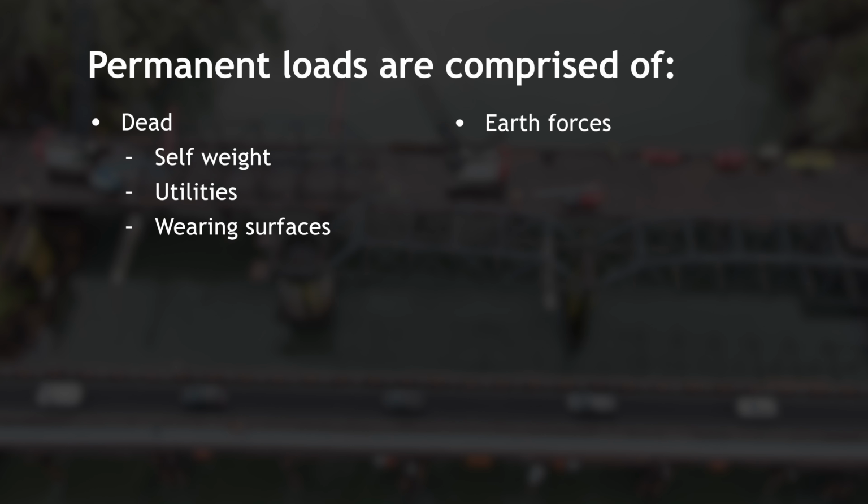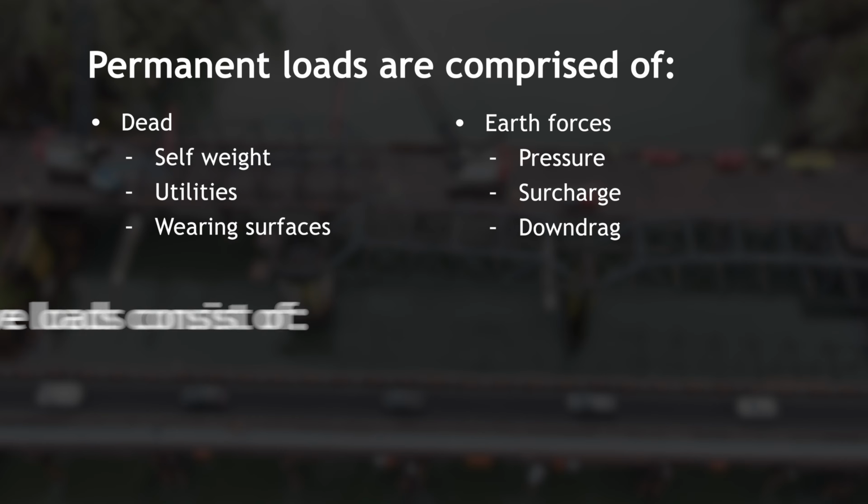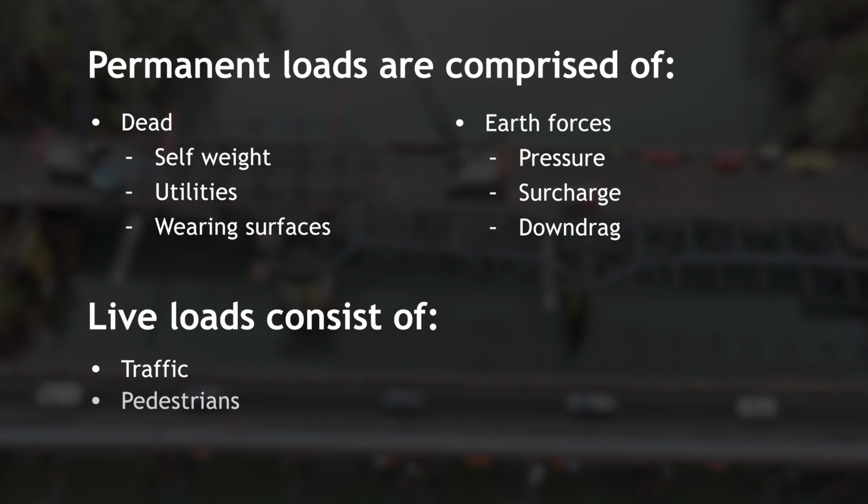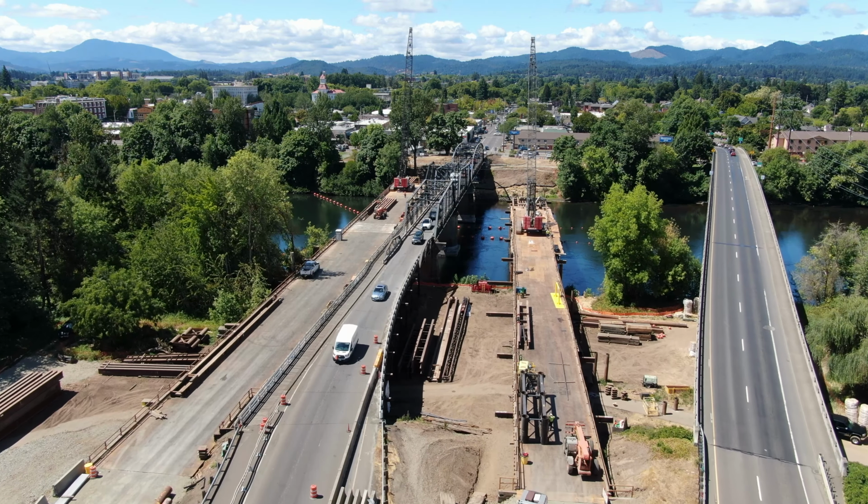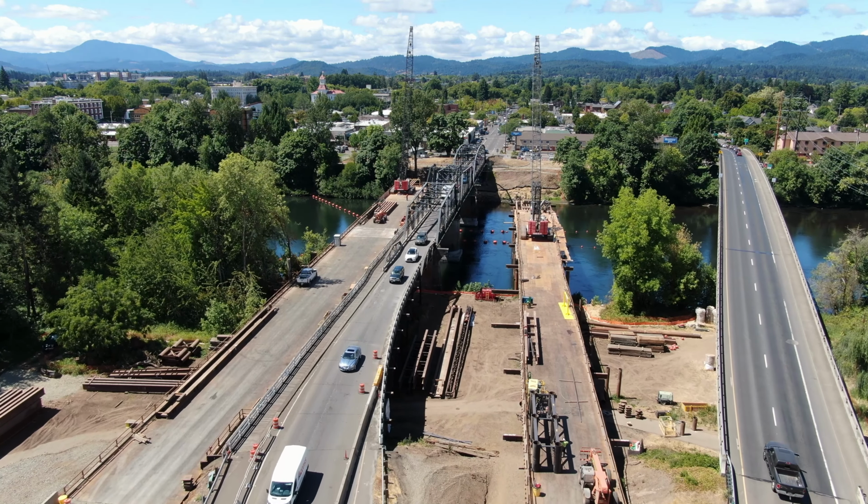Bridge loads include permanent, live, water, wind, temperature, ice, earthquake, friction, vessel collision, and blast. Permanent loads are comprised of dead, including self-weight, utilities, and wearing surfaces. They also include earth forces, specifically pressure, surcharge, and downdrag. Live loads consist of traffic and pedestrians. A great deal of experience and research goes into developing the load requirements in design codes.